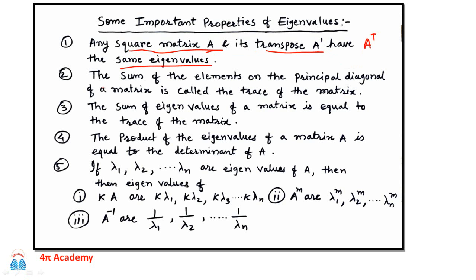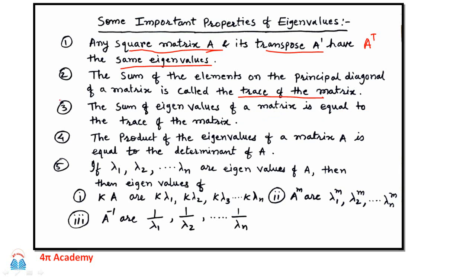Then the next important property: the sum of the elements on the principal diagonal of the matrix is called the trace of the matrix. So this is very important, that the sum of the elements on the principal diagonal of the matrix is known as a trace. Then the next important property on which many problems are asked in exam is that the sum of the eigenvalues of a matrix is exactly equal to the trace of the matrix.